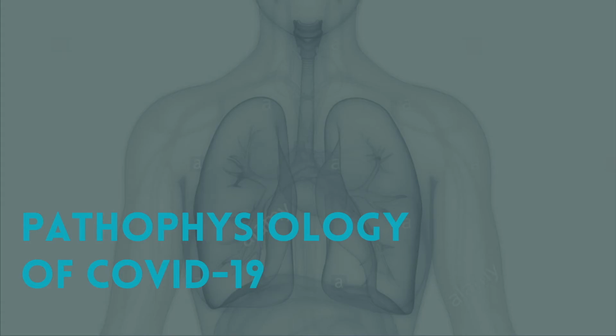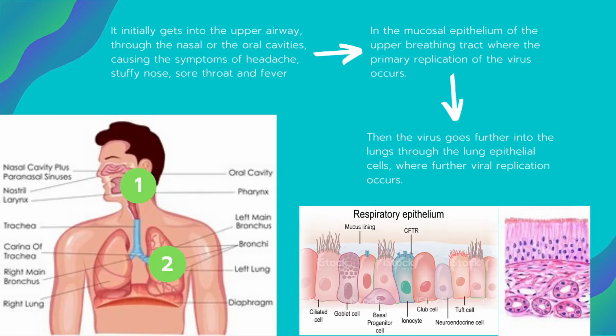Pathophysiology of COVID-19. It initially gets into the upper airway through the nasal or the oral cavities, causing the symptoms of headache, stuffy nose, sore throat, and fever. Then, in the mucosal epithelium of the upper breathing tract, the primary replication of the virus occurs. Then the virus goes further down the lungs through the lung epithelial cells, where further viral replication will occur.